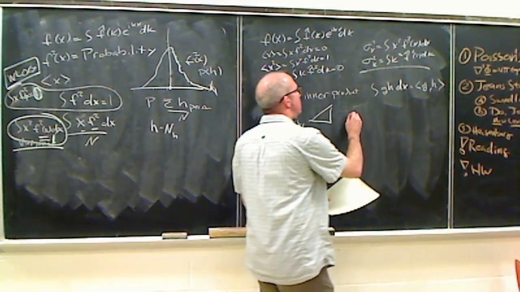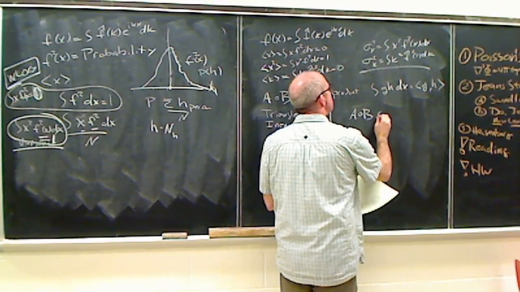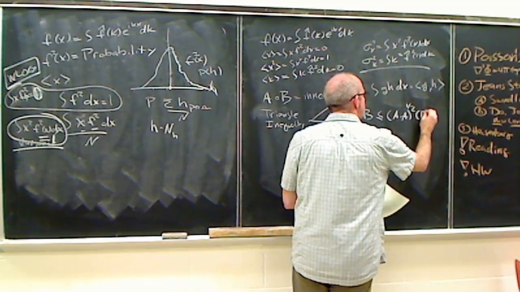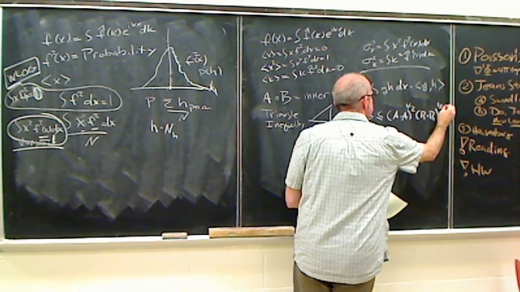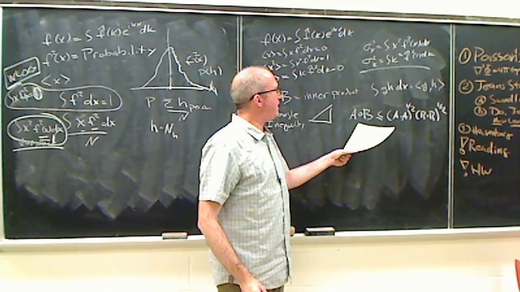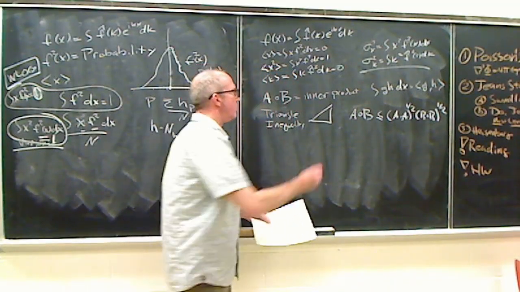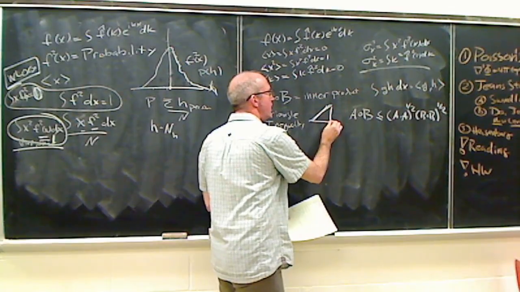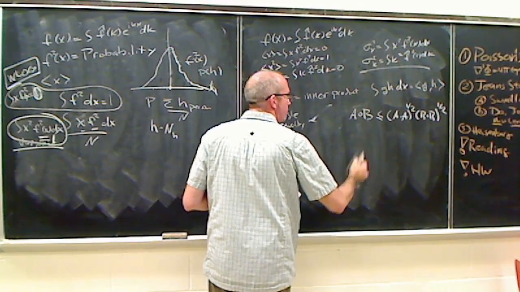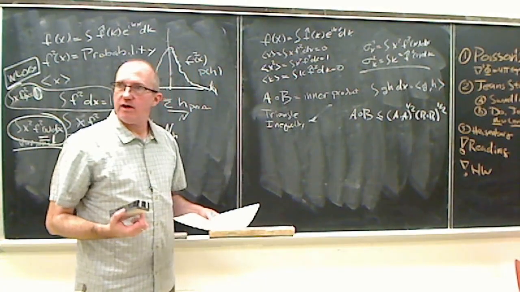Or A dot B has got to be less than or equal to A dot A to the 1/2 times B dot B to the 1/2. So the dot product is less than either of the two lengths. This is like the dot product, and these are the two sides. So the dot product between any two vectors is less than the product of their magnitudes.